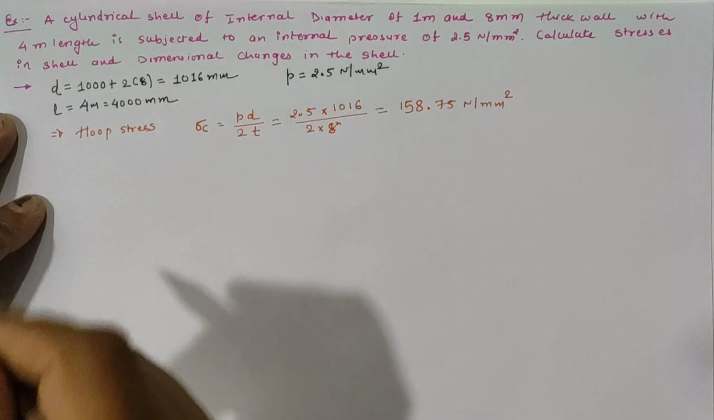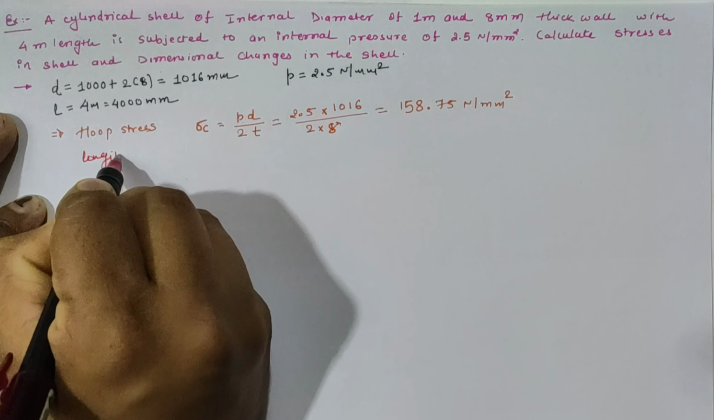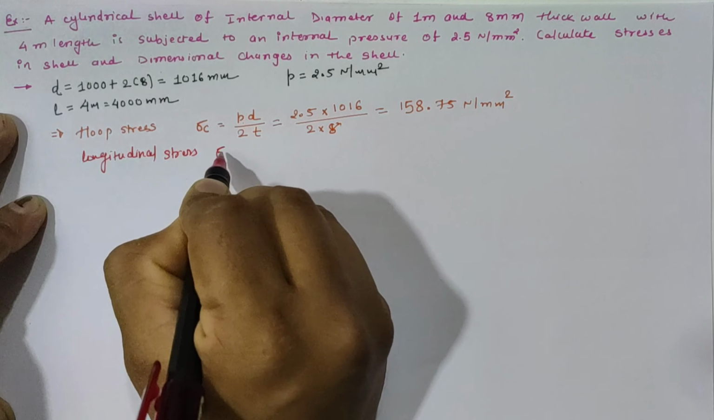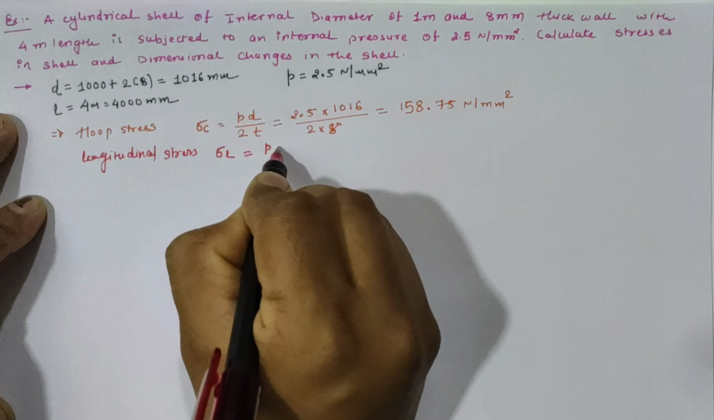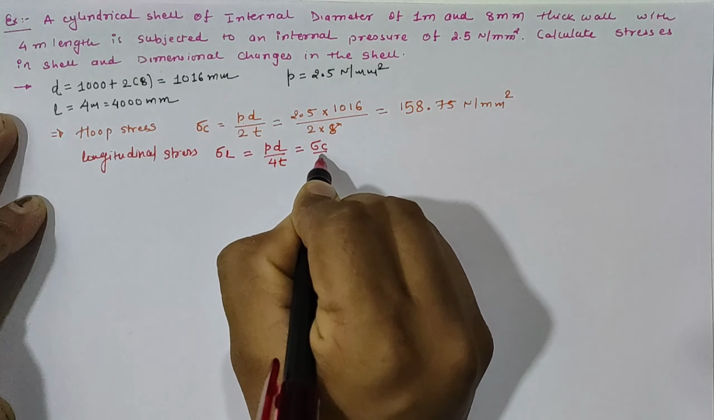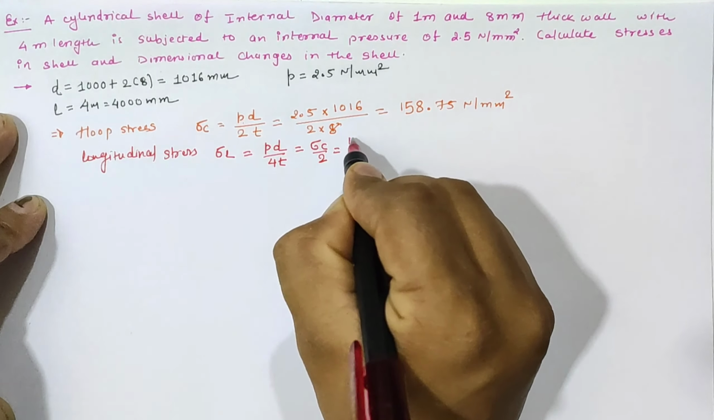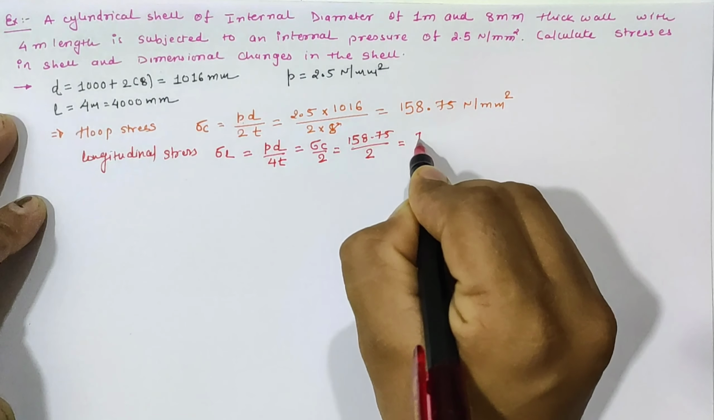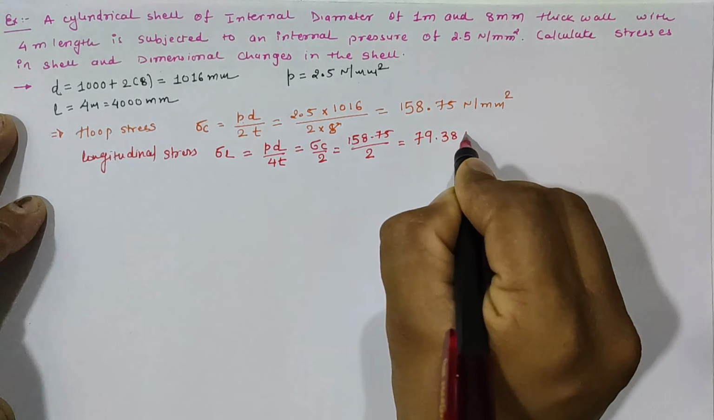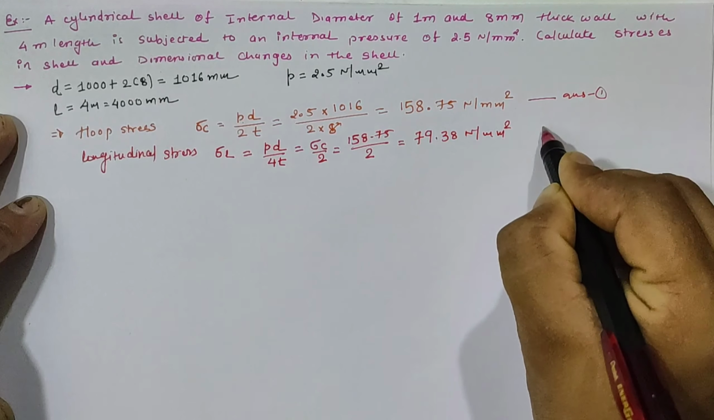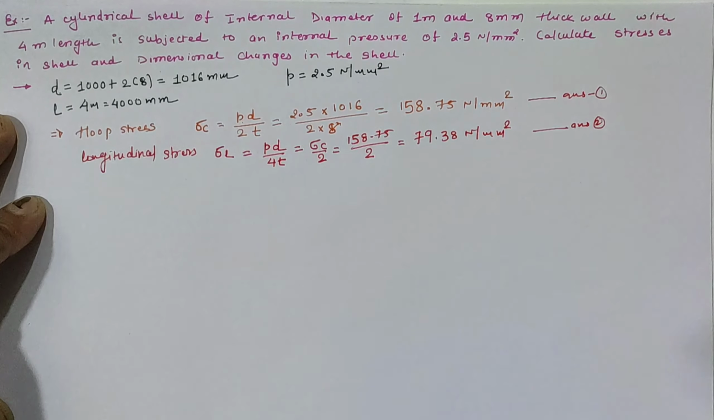Now going ahead for the longitudinal stress, indicated by sigma L, which is p d by 4t, or we can say sigma c by 2, and sigma c value is 158.75 divided by 2, which is equal to 79.38 Newton per mm square. So according to the example, these are the stresses of the thin cylindrical shell.